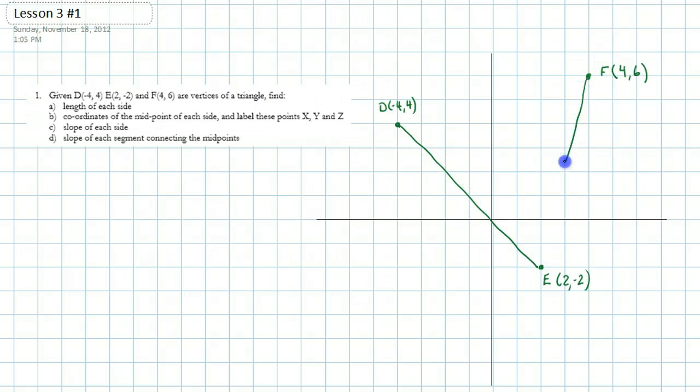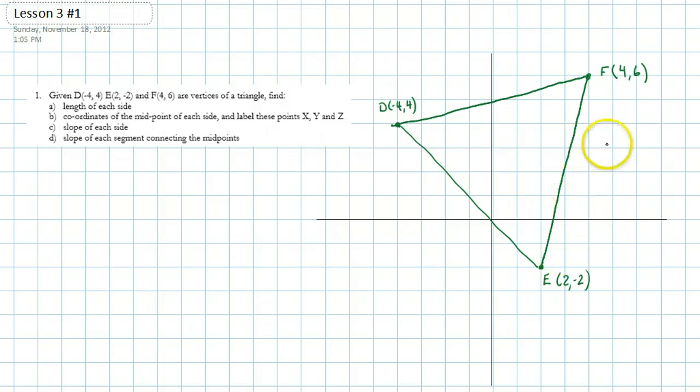Again, remember this is a sketch, so this isn't exact. As you can see, I can't draw that line very well there. Let's try this again. So this isn't exact, but it should give me an idea about what to do. We want to find the length of each side. So to find the length of each side, we simply apply the length formula.